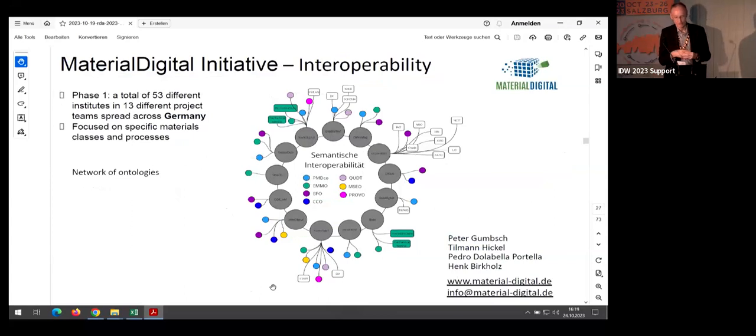Then if we go now to Germany, these slides here, I'm grateful to Pedro Dolabella Portela from the Platform Material Digital for providing them. Again, I show just some snapshots here. There is a large number of projects in phase 1. This is only the first phase of 3, I think. There are 53 different institutes and 13 different projects. These projects typically develop ontologies for their applications, but in a network approach. And this circle is showing that.